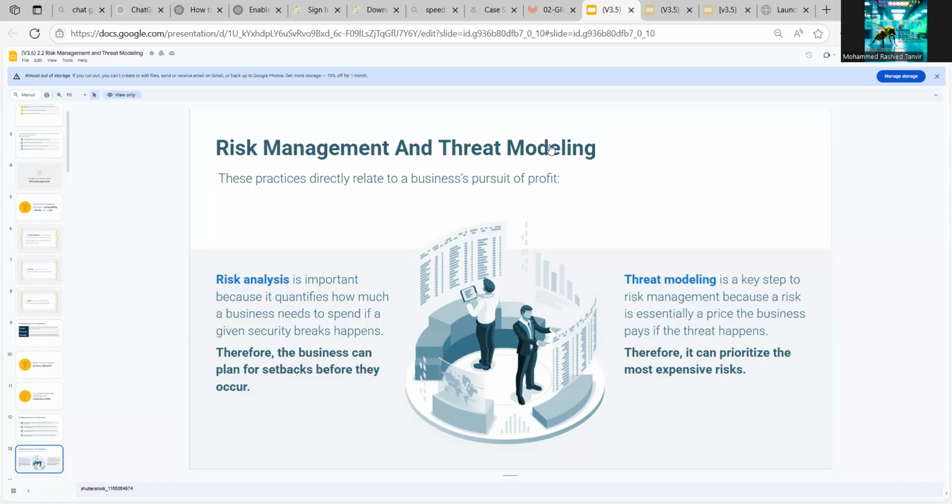So as a cybersecurity engineer or analyst, we are always trying to do threat modeling. We figure out what type of threat is coming.